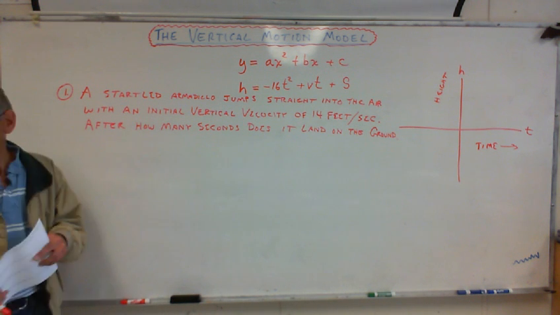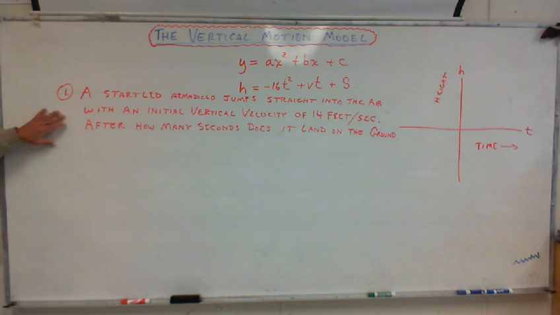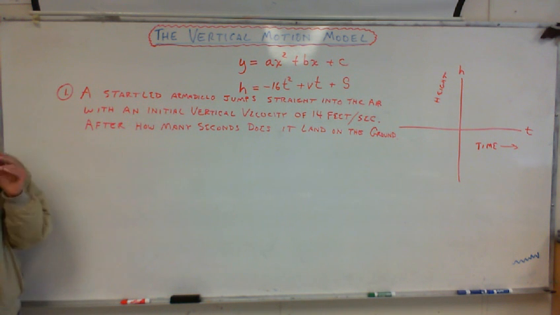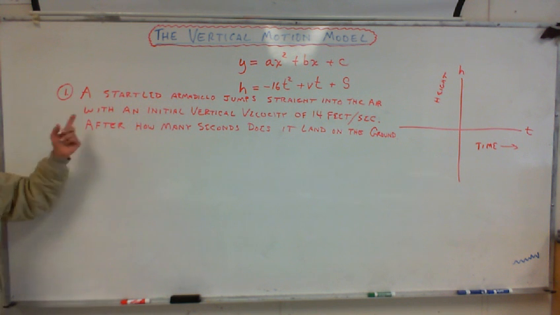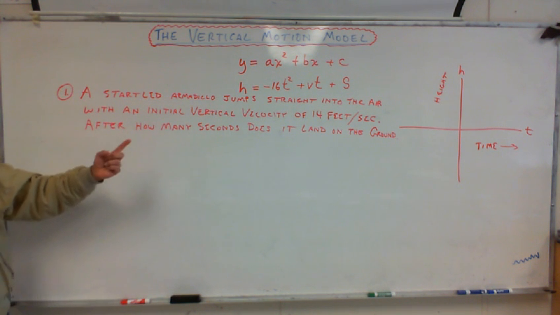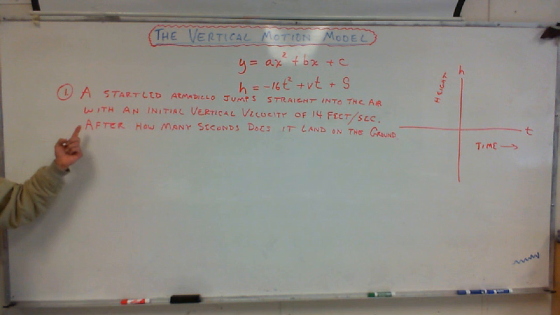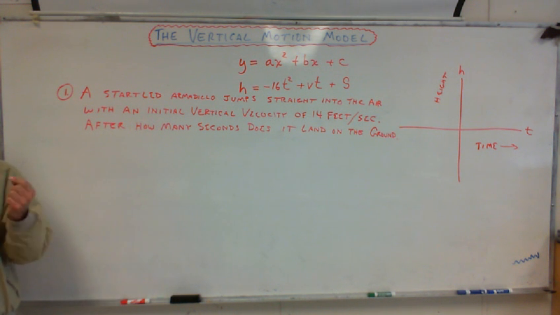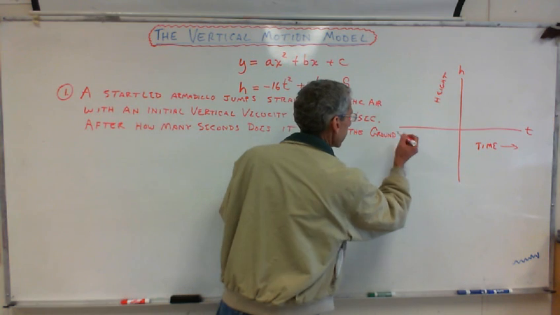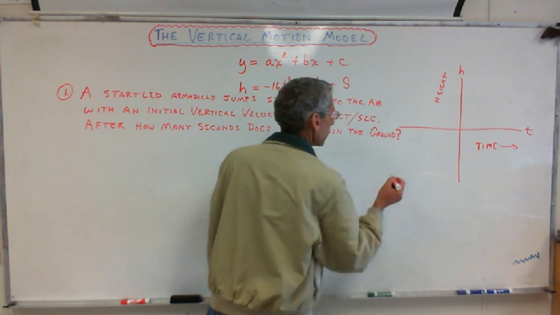Okay, let's read this out loud. A startled armadillo jumps straight into the air with an initial vertical velocity of 14 feet per second. After how many seconds does it land on the ground? Is the negative 16 part of the question? No, just ignore it. That is a question mark.